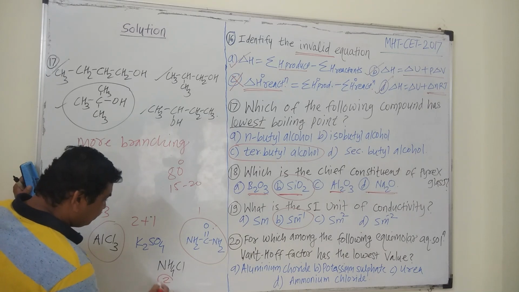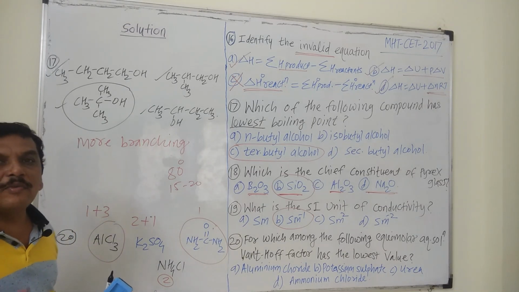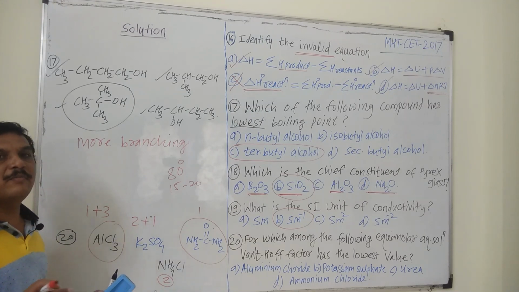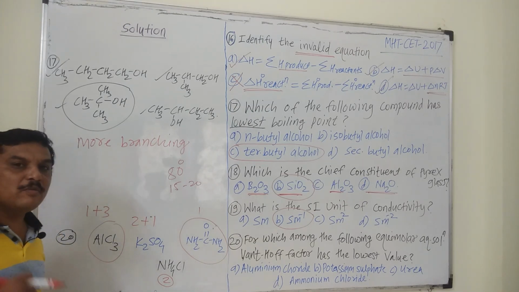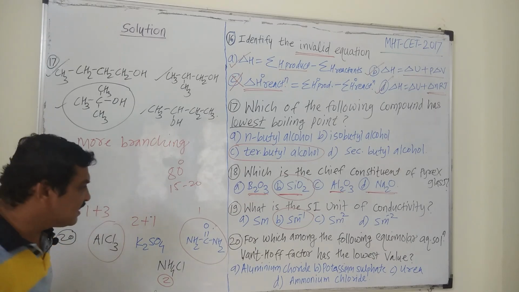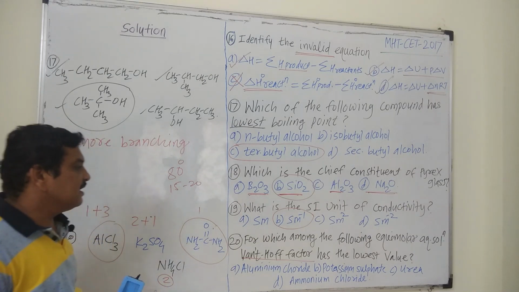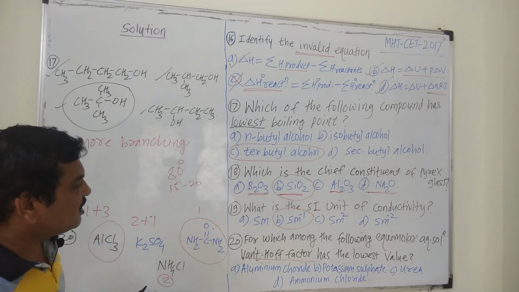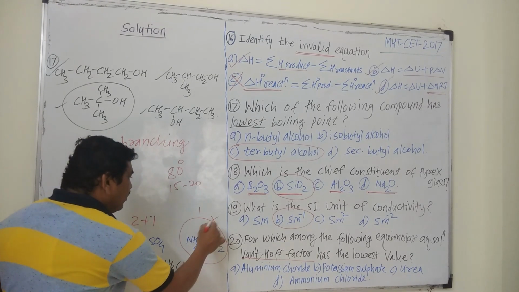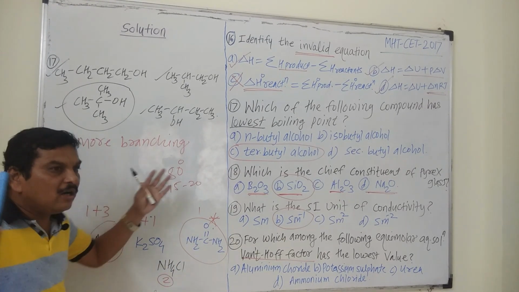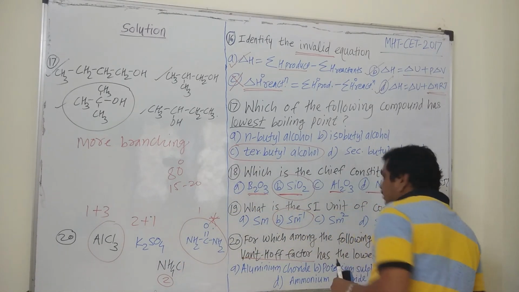For NH4Cl, 2 particles. As the number of particles increases, colligative property increases, because colligative property depends upon the number of particles, and hence the van't Hoff factor also increases. And the question asked which has the lowest value, and the lowest value will be for urea, because it will not undergo dissociation, and hence the correct answer is C, urea.